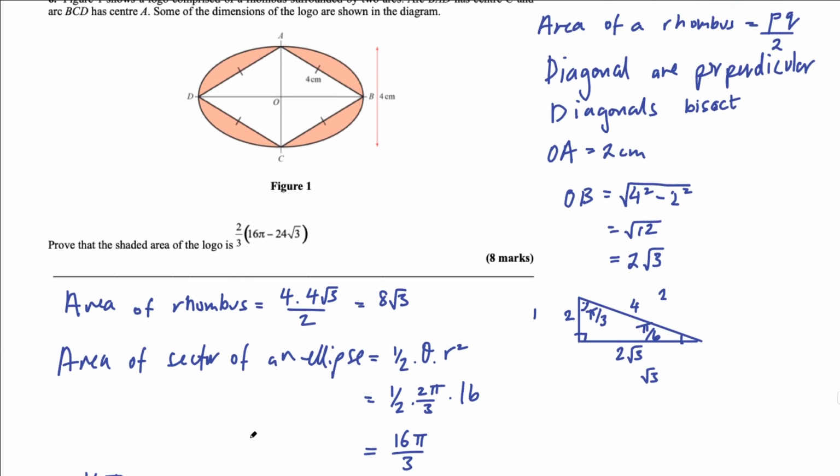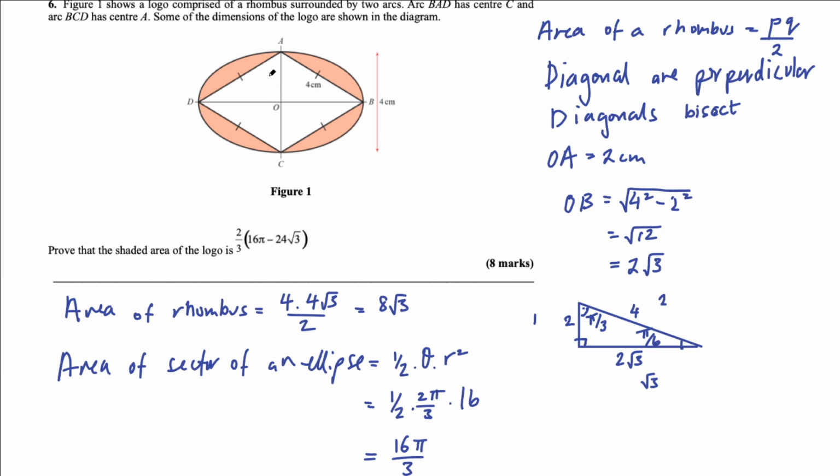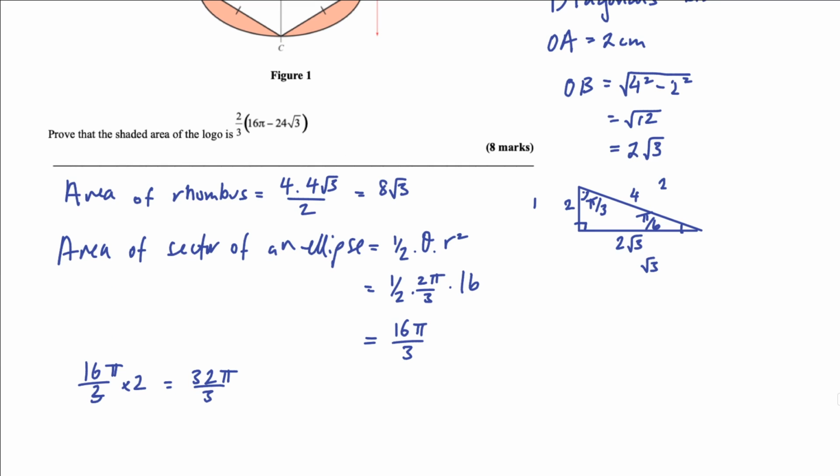But what have we counted? We've kind of double counted the area of this rhombus. So to find the actual area inside this ellipse without double counting those halves of the rhombus, we need to take the area of the rhombus away.